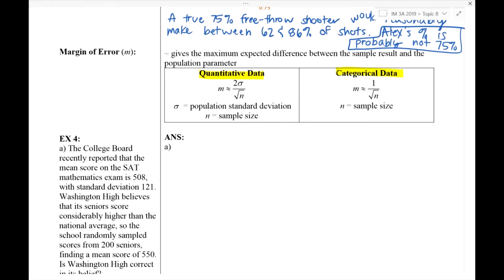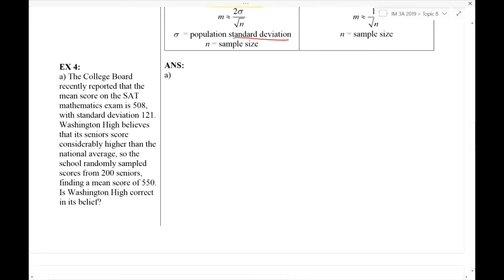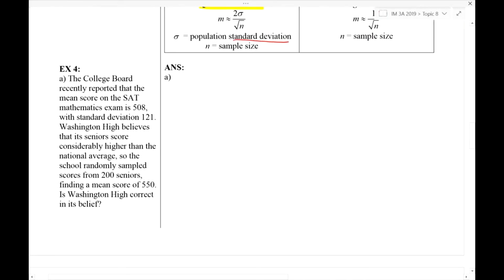So that's the first question we have to ask ourselves: what kind of data is this? One of the key clues as to what kind of data you have is if they give you a standard deviation, that means that it's quantitative. You cannot find standard deviation if you have just a list of answers. So for example 4, we're going to calculate some of these margins of error.